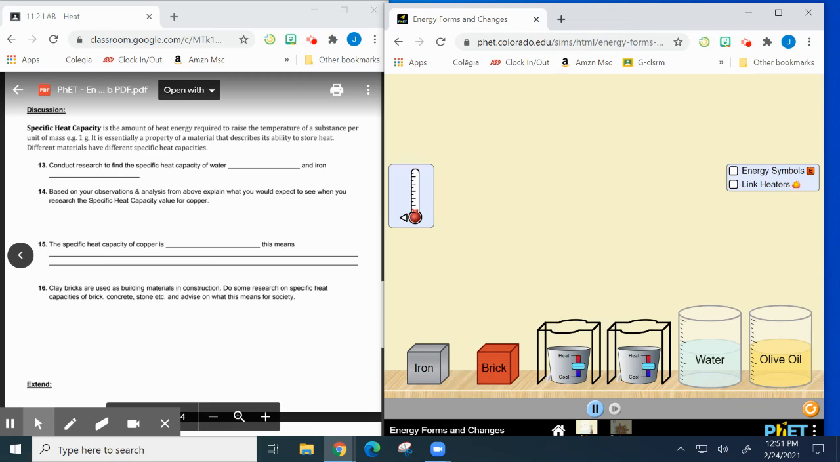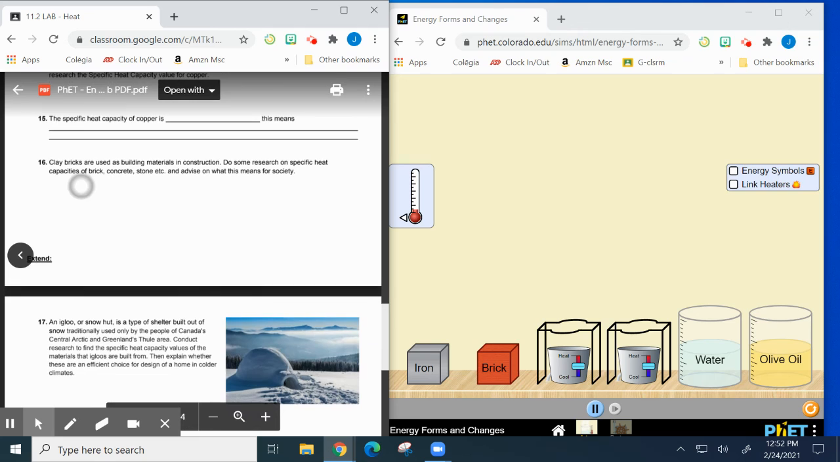And the next question is for you to go look up the specific heat capacity of copper. And then you're going to say what this means, so what you're going to do is compare that. You should fill in that blank with a comparison of the specific heat capacity of copper to the specific heat capacity of iron, and what that means about which one takes more or less heat to raise the temperature.